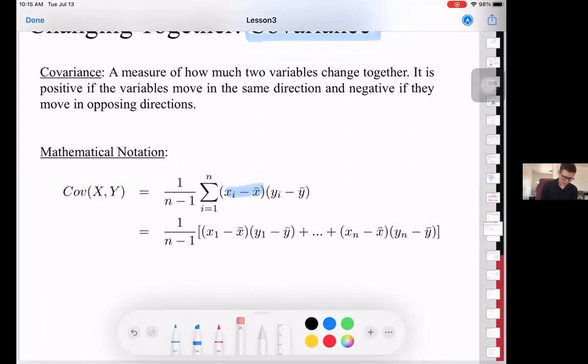So this is basically to calculate the distance between each observation X and its mean, and calculate the distance between each Y observation and its mean. And then multiply those together for every observation and add them up. And then like we did before when we had variances, we're dividing by 1 over n minus 1. Okay, 1 less than the sample size.